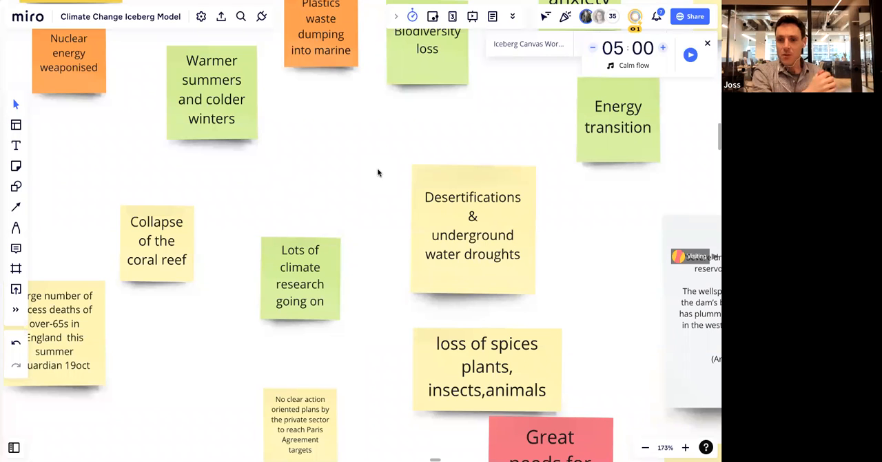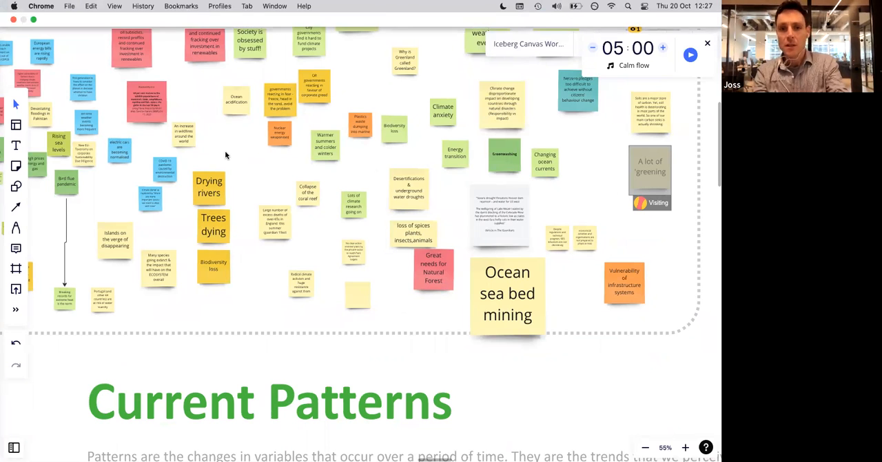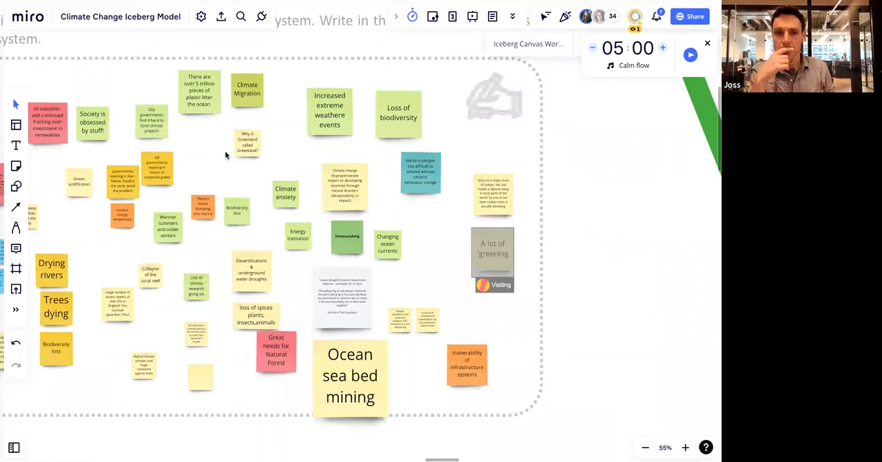Anybody want to comment on anything specifically here or generally about this? Do we think this captures what's going on? Extreme weather events, loss of biodiversity. City governments find it hard to fund climate projects.